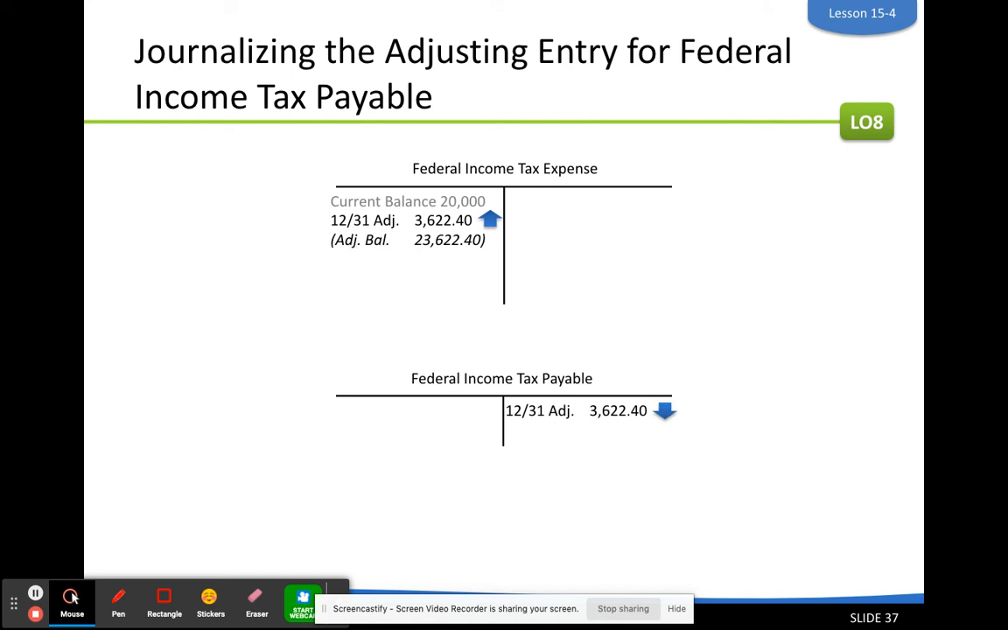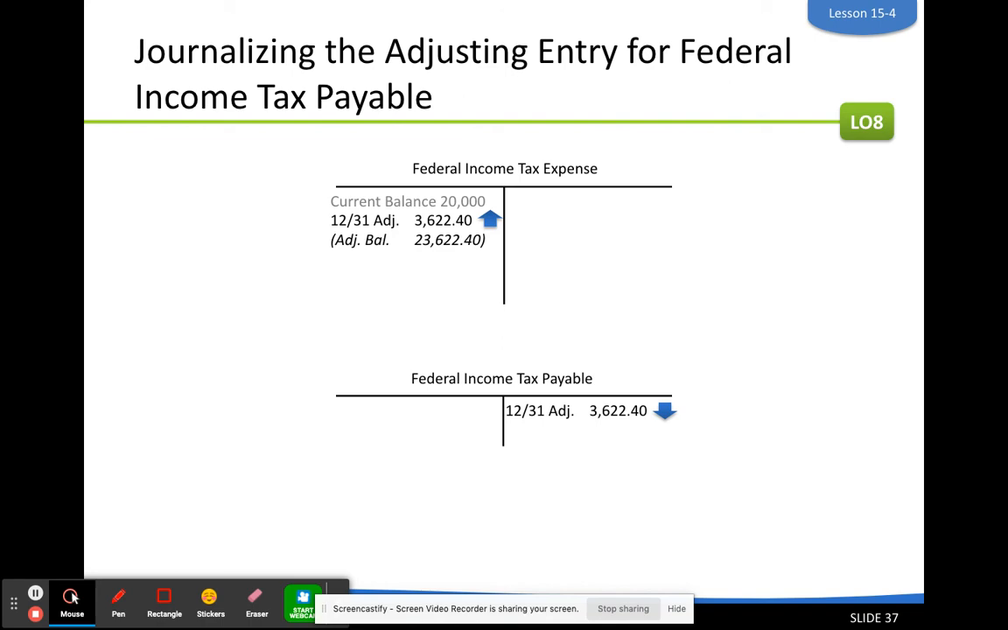The reason there's already $20,000 in the federal income tax expense is because the company made an estimate at the beginning of the year of how much they thought that they would owe for federal income tax and put in an estimated tax payment every quarter. So they thought that they would owe about $20,000 in federal income tax. So every 3 months or every quarter, they put $5,000 into this account. This is much better and much less of a hit than writing one check for $23,000. So they spread out the expense over the course of the year.